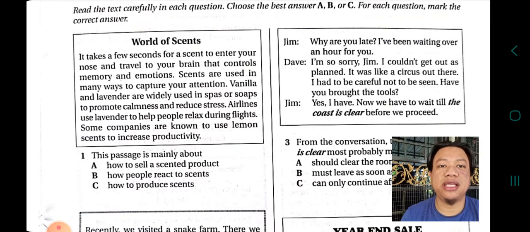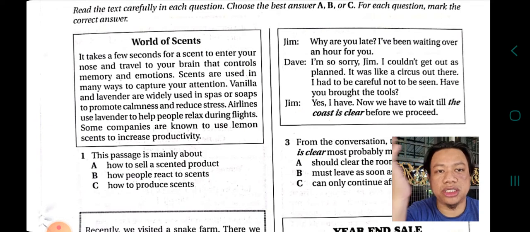World of Scents. It takes a few seconds for a scent to enter your nose and travel to your brain that controls memory and emotions. Scents are used in many ways to capture your attention. Vanilla and lavender are widely used in spas or soaps to promote calmness and reduce stress.